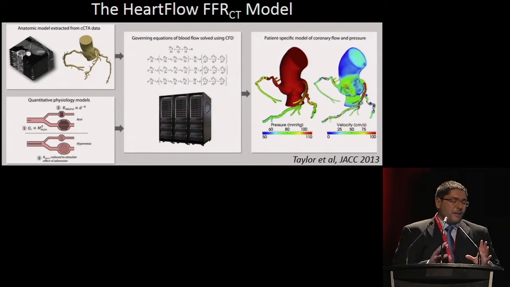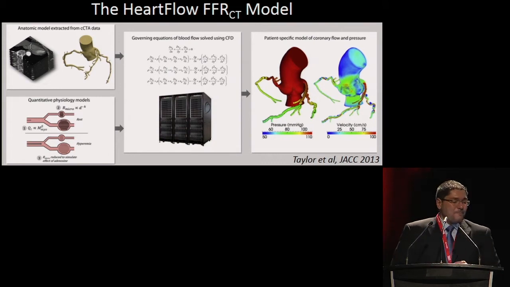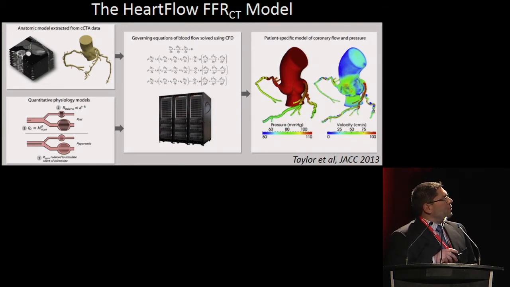The very first method developed to do FFR CT is by HeartFlow, a company spun off by Charlie Taylor at Stanford. They came up with their own model, and this is what I want to concentrate on, which is the quantitative physiology model. This is the trick that says, starting from this CTA, we know what to give this computer in order to solve this problem.